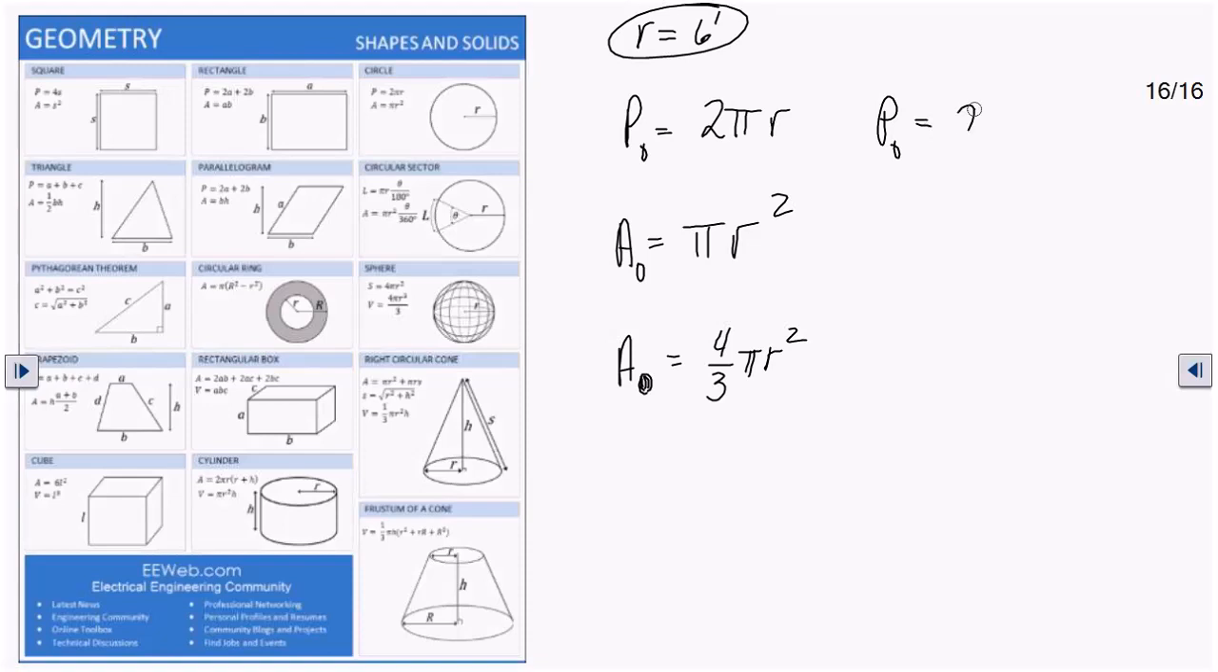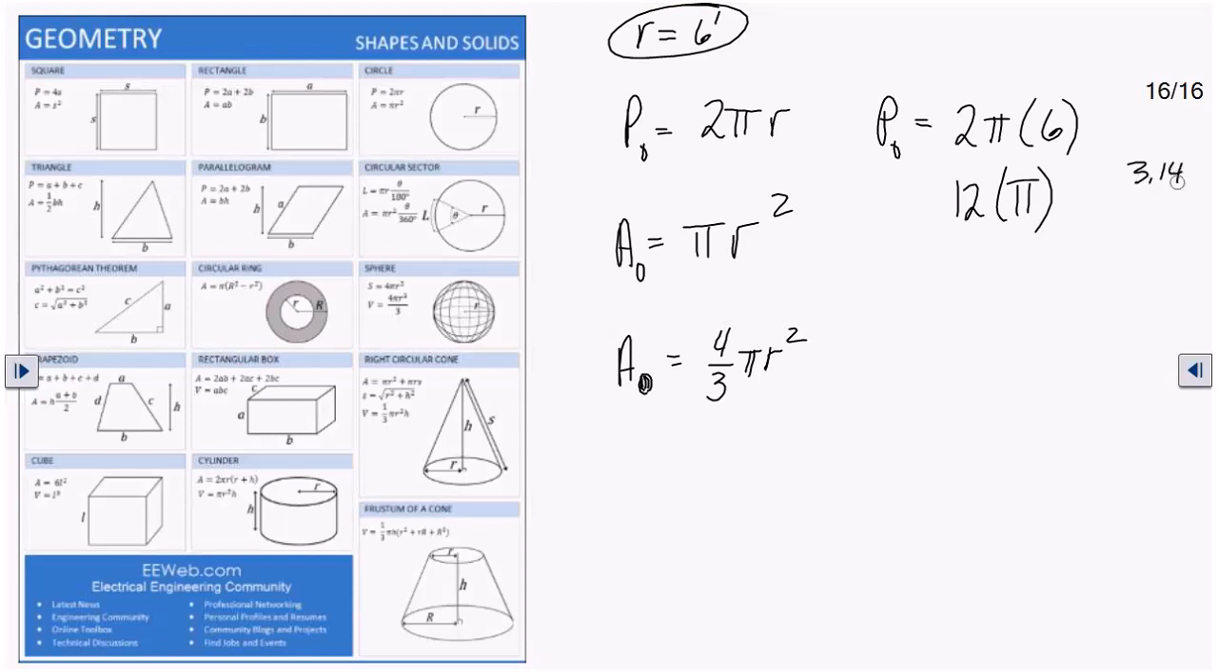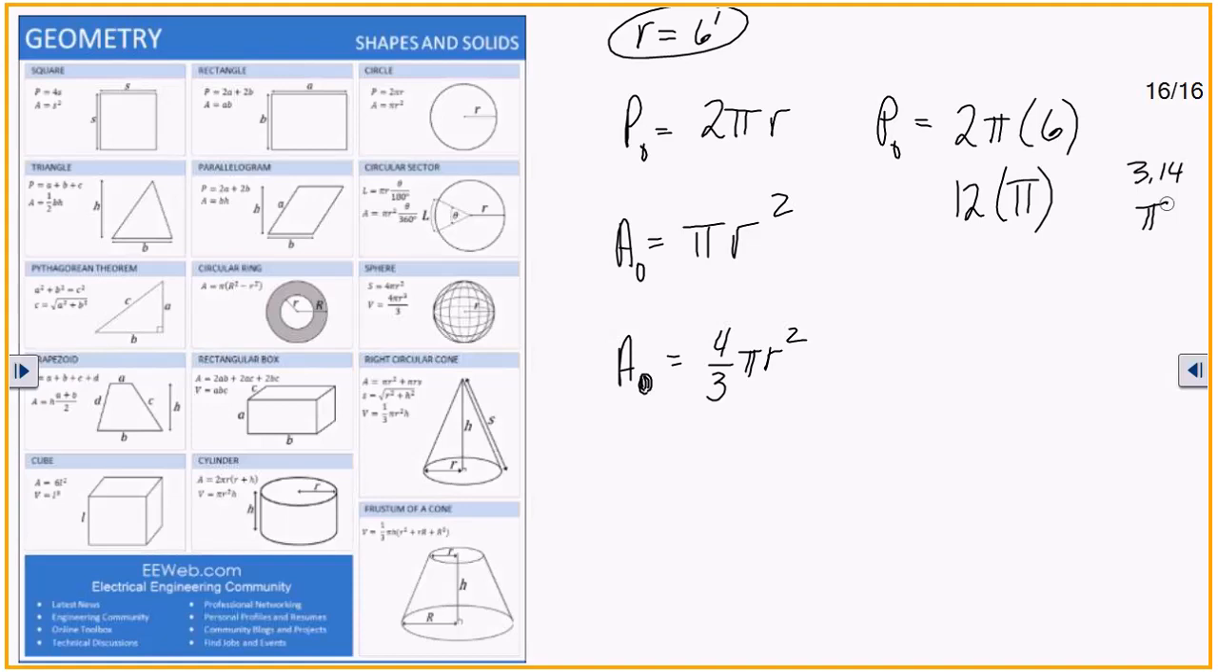Well, 2 pi times 6 is 12 times pi. Now, what do you use for pi? When you use pi in calculations, you have 3 choices. You can use 3.14, you can use the pi key, or you can use 22/7 or something like that. I would highly suggest that you use the pi key. So let's go ahead and do that.